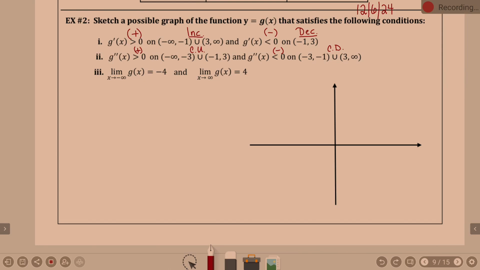Now, 3. This is different. Why? The limit as x approaches negative infinity is equal to negative 4. The limit as x approaches positive infinity is positive 4. So it's like one of those. Is it an asymptote? I think horizontal asymptotes is what they're giving code for here.